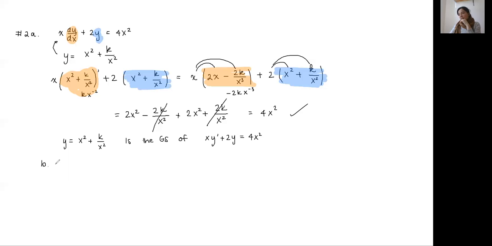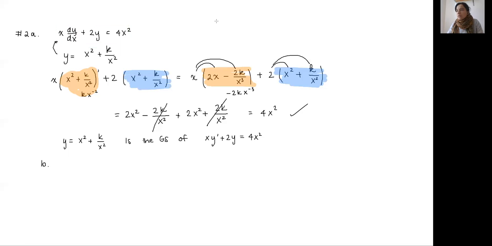In problem number 2B, you have to actually find the solution that both satisfies this differential equation and satisfies an initial condition. So you're given, in addition to this, an initial condition that your equation has to satisfy. So this is the first thing: I have my differential equation.